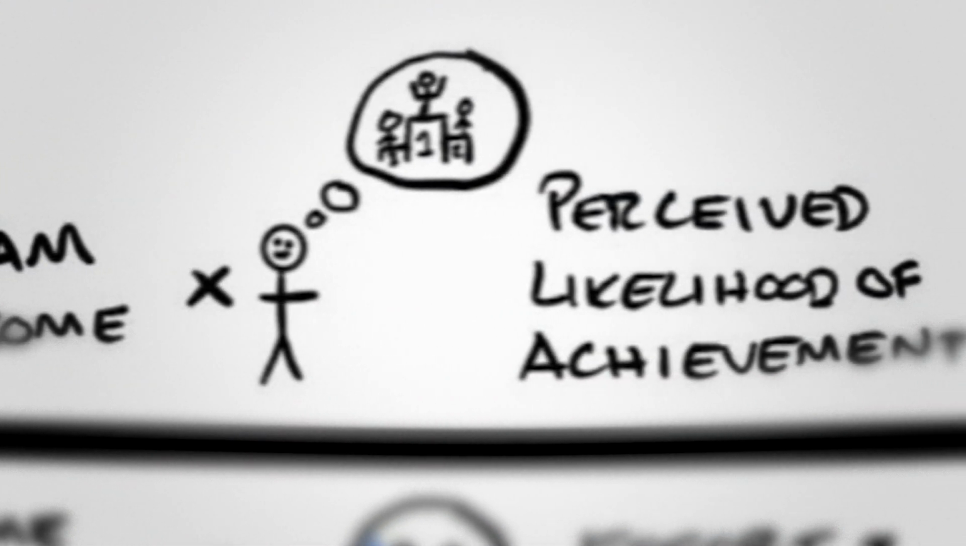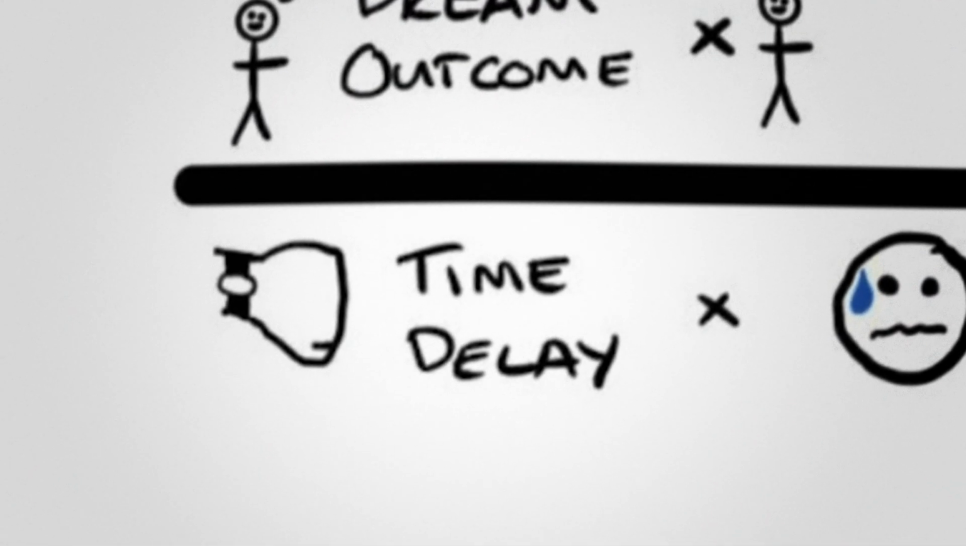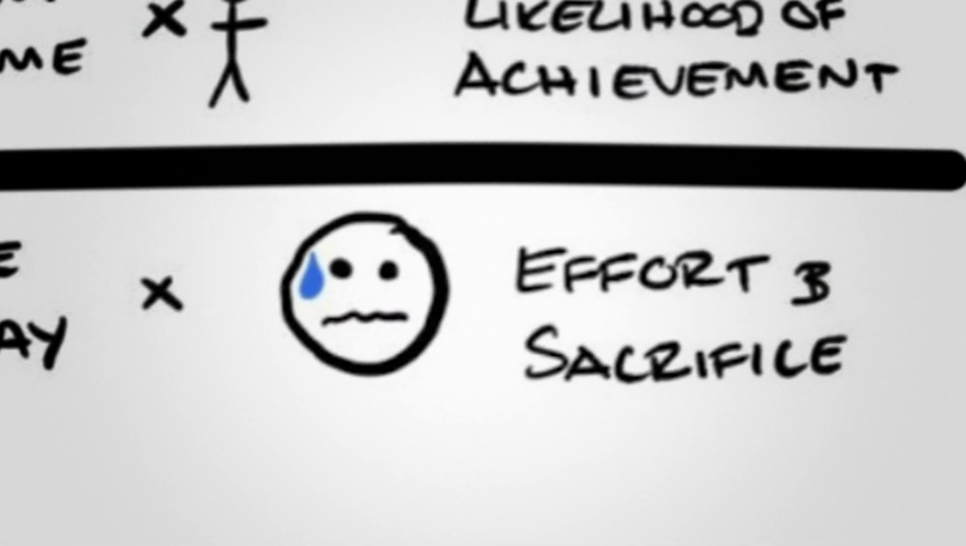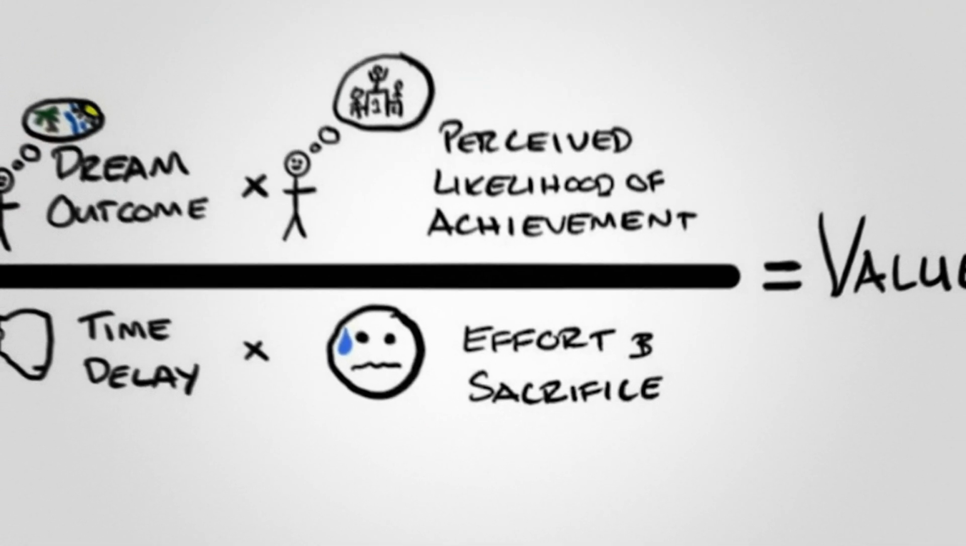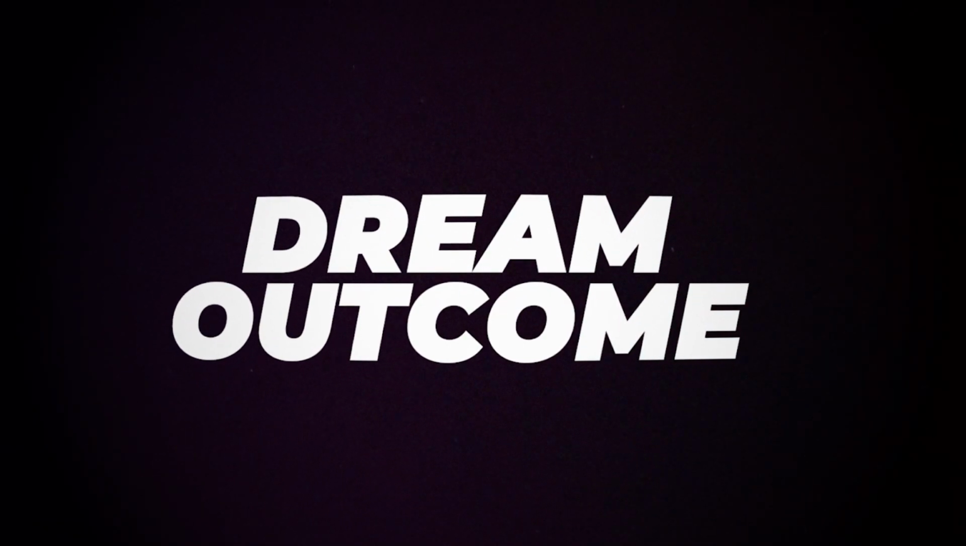At the top of the division bar, you have 2 outputs, the dream outcome and the perceived likelihood of achievement. At the bottom of the bar, you have time delay and effort and sacrifice. Everything at the bottom of the bar, we want to reduce as much as possible, and everything at the top of the bar, we want to propagate and push forward as much as possible. That will increase your value output, and that will increase the value of your offer, or at least the perceived value. Starting off with the dream outcome, you need to do the research to figure this out, because I can't tell you, it's industry and business specific.